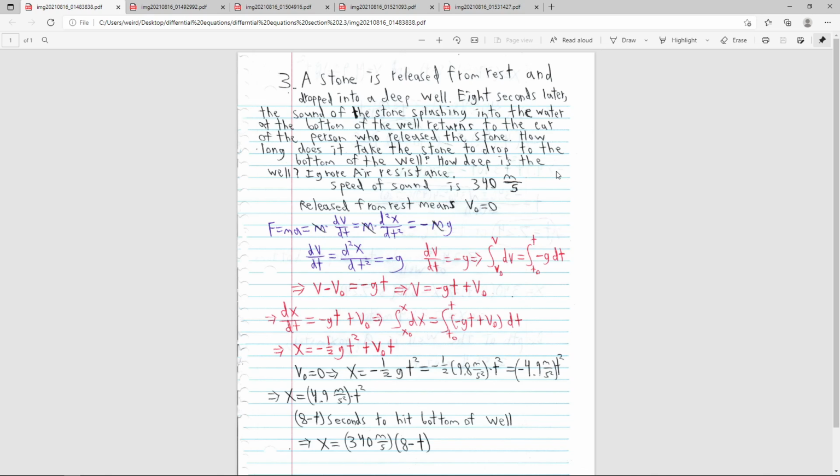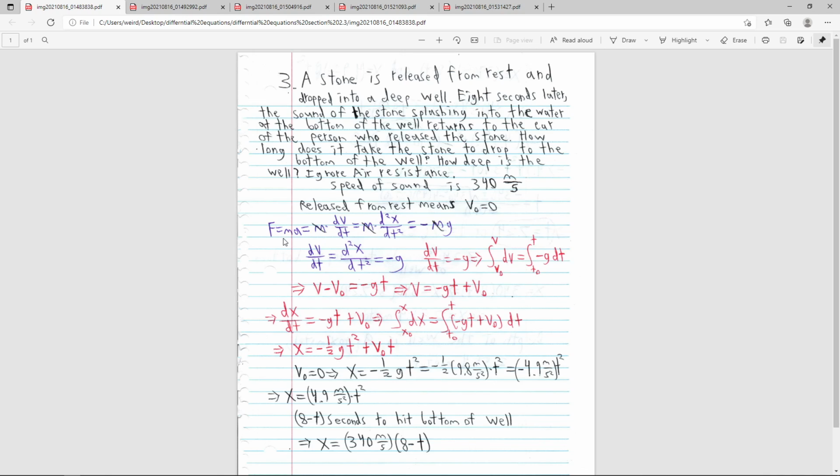How deep is the well? So you want to find the depth of the well and how long it takes for the stone to drop to the bottom of the well. And you're given the speed of sound as 340 meters per second. Released from rest means that it starts at a velocity of 0.